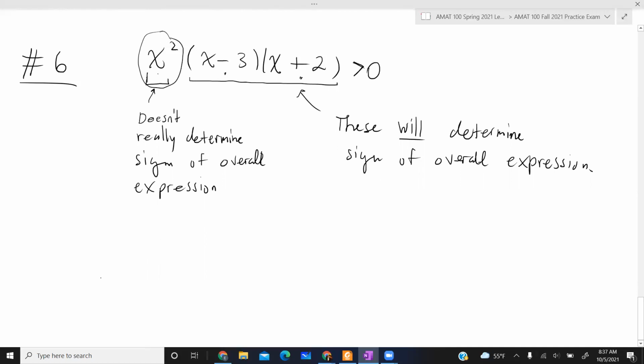Now, the principle we need to keep in mind in order to solve this inequality is the following. A product of 2 numbers, namely x minus 3 times x plus 2, will be positive if and only if they have the same sign. So in our sign table, we need to look for those columns where they both have the same sign, whether they're both positive or they're both negative.